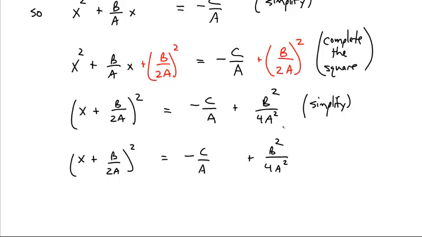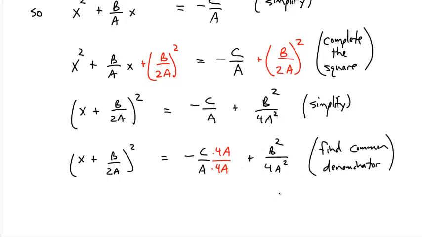We want a common denominator. What does this one have? Mark has an a, Amy has a 4 and 2 a's all multiplied together. Mark's jealous. He wants a 4 and an a, so we multiply by 4a over 4a, which is just 1. It's allowed to do that. That gives us a common denominator of 4a squared for both of these.